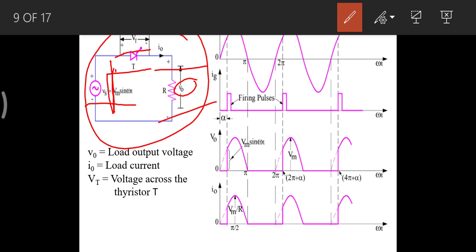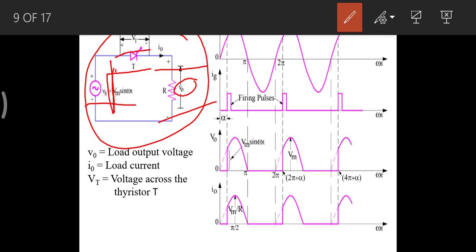Okay? So this is for only the positive half cycle. When the AC quantity goes from the positive cycle to the negative cycle, at that time the SCR will be turned off. When the SCR is turned off, there is no output across the load. That output becomes 0. Now when the second triggering pulse reaches, at that time the SCR will be turned on again.